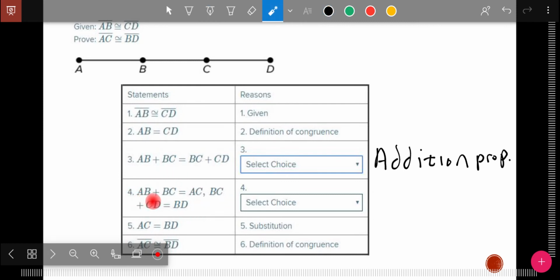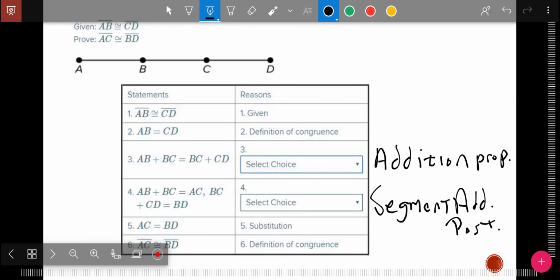Now, this maybe seems strange here, but this is AB plus BC equals AC. Is that true? Does AB plus BC equal AC? Yes. So 2 parts make a whole. Anytime they're talking about 2 segments making a bigger segment, if you remember from an earlier unit, we call that segment addition. Technically it was the segment addition postulate. I'm going to write that in here too.